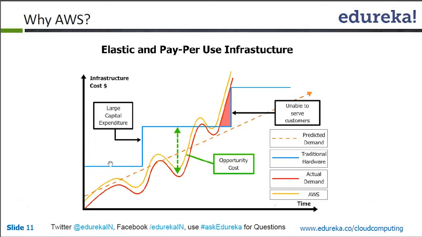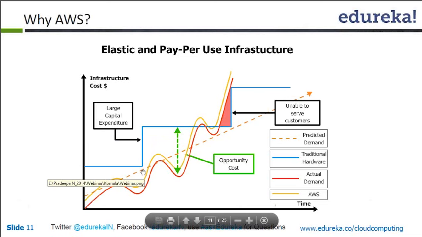Right, I'll have a meeting. I'll procure the hardware, do all the hardening, everything. At some point of time, I'll bump up my capacity from here to here. Then here I am again increasing. But the actual demand is marked in red color. Right, that's how it goes.